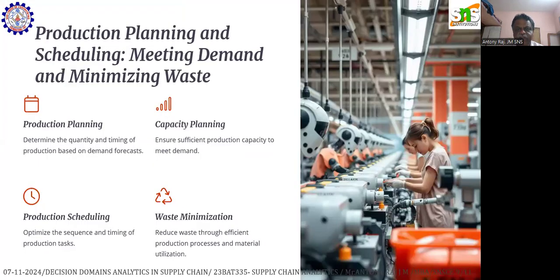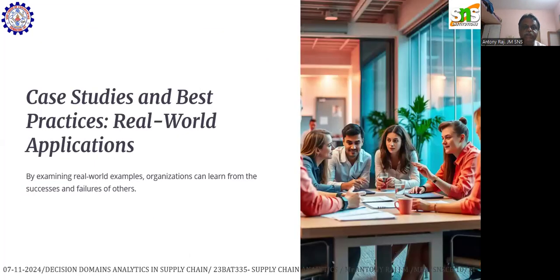And production planning and scheduling is a very important area, meeting demand and reducing waste. Production planning: determining the quantity and timing of production based on accurate demand forecast. Capacity planning: ensuring sufficient production capacity to meet the demand. Production scheduling: optimizing the sequence and timing of production tasks. Reducing waste through efficient production processes and material utilization. And these are some of the case studies.